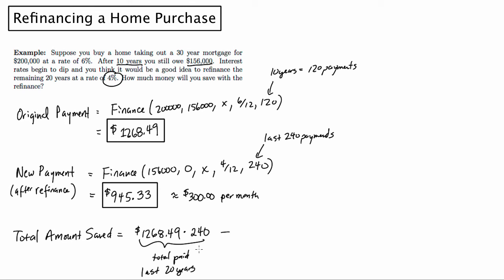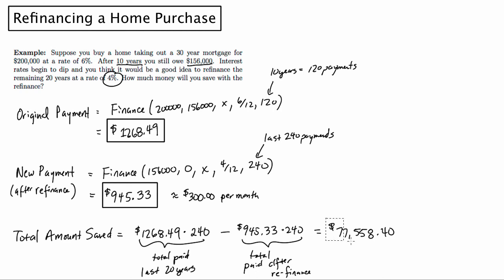Then if you look at after the refinance, you're only making a payment of $945.33. Then that payment would also occur 240 times, but it's substantially less. And so the total paid after doing a refinance would be calculated with this, and if you add up those terms, you get a total of $77,558.40. That is the amount of money that you would save by doing the refinance.